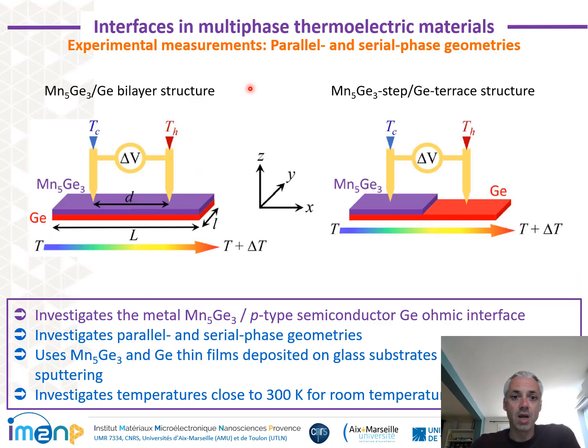So I present here the geometry we use for our experimental measurements. For the parallel geometry, we use this classical geometry. We have the bilayer, and we measure the voltage along the temperature gradient. And in the case of the serial geometry, we measure the voltage through a step between the Mn5Ge3 film and the germanium film.